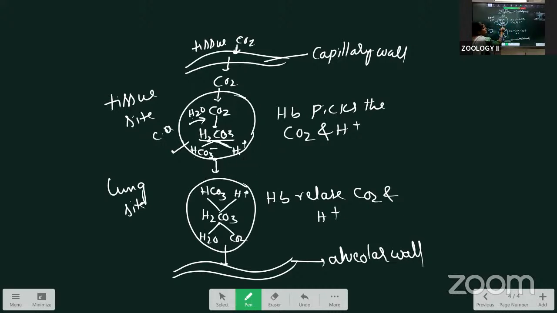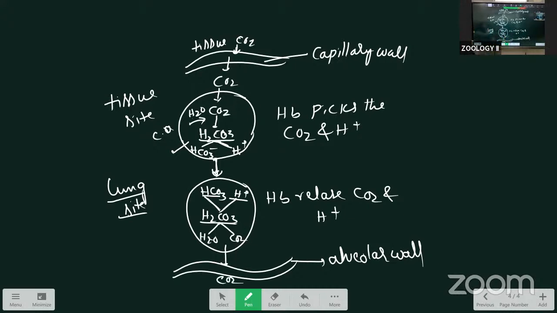Through the transportation, HCO3 ions enter the lung site, and the lungs are also provided with blood vessels, the pulmonary blood vessels. In there, H plus is added to the HCO3 and forms H2CO3, which dissociates into H2O plus CO2. CO2 is eliminated out.